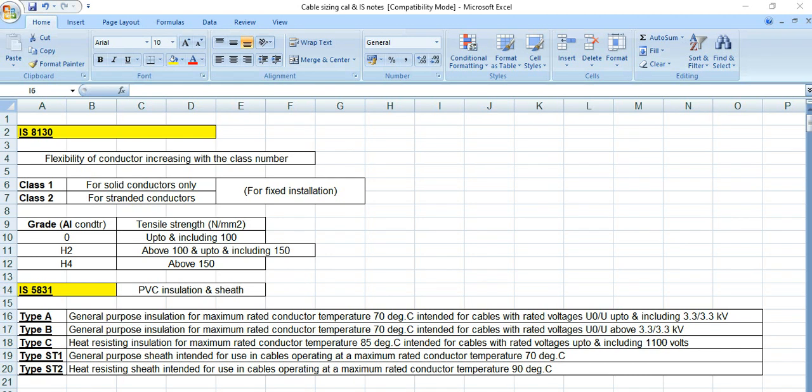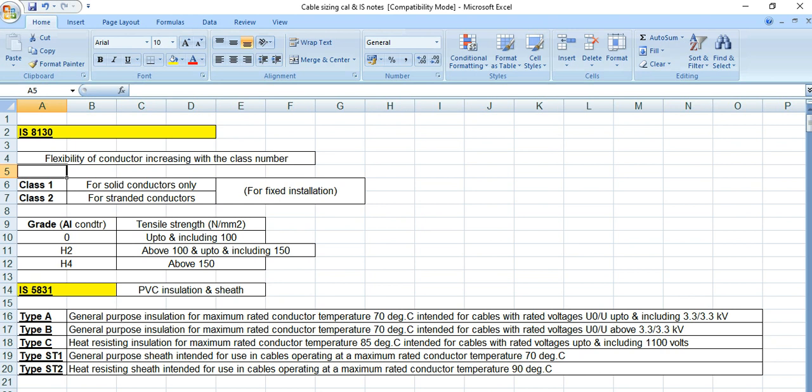In the cable data set, you will see class 1 or class 2 mentioned, or grade 0, H2 grade or H4 grade mentioned. So what is this? Today we will discuss in a short video and learn what these class and grade of cable construction are.